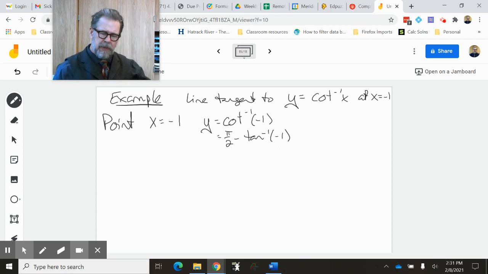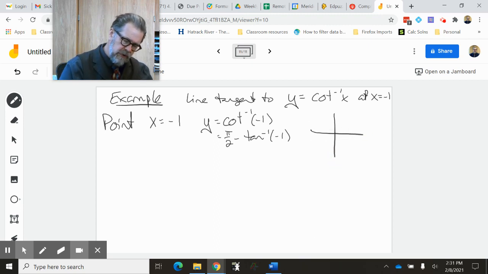Now, if you plug this into your calculator, I'll do this very quickly. Pi over 2 minus inverse tangent of -1. I get 2.3561949, not rounding off at all. That's not wonderful. So I'm going to very quickly look at my unit circle.